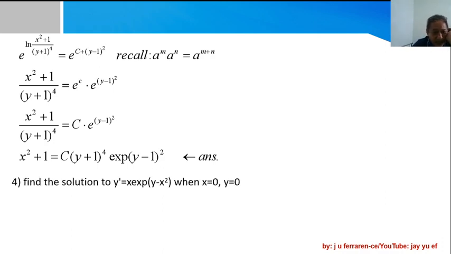Now, number 4, it takes a similar form as this. So, this is our problem: y prime is equal to x with exponential, y minus x squared. Now, the kind of solution we are after here is a particular solution. So, if it is a particular solution, then after the general solution, you have to consider the boundary condition to solve for the value of c.